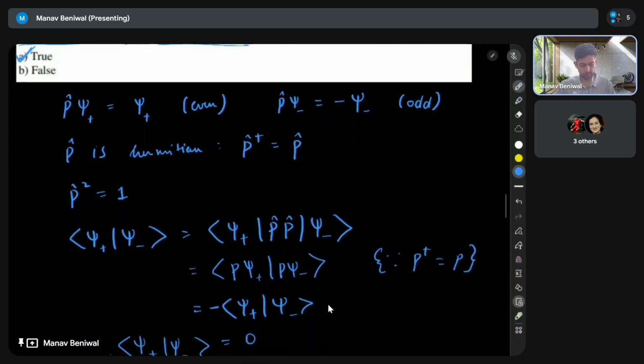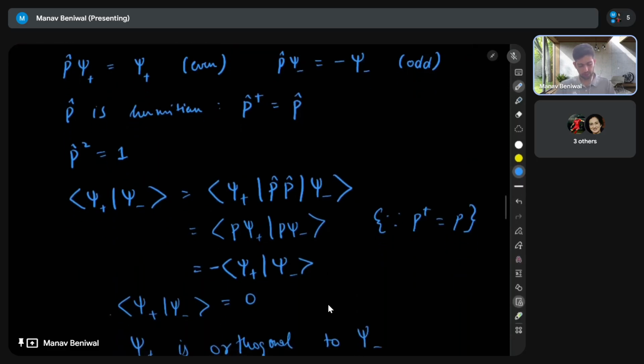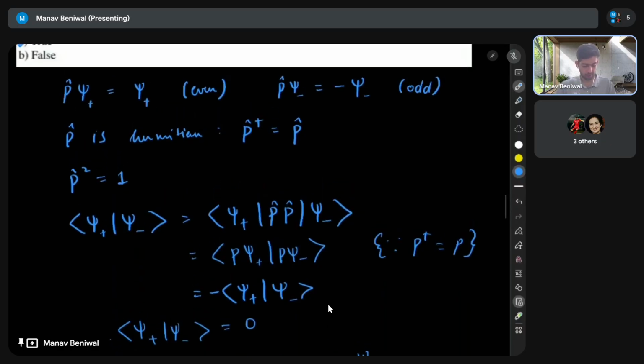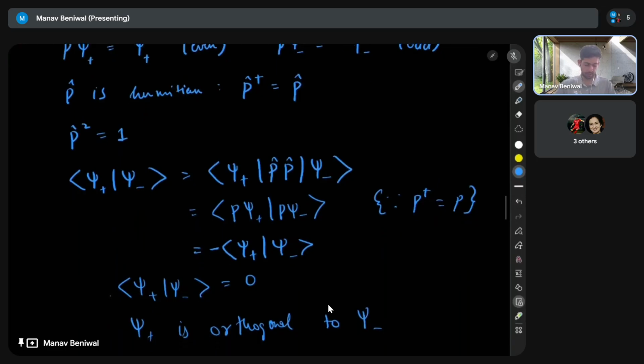So what did we do here? We started with finding the inner product, and we want to prove that this inner product is 0, because that is when the states will be orthogonal. If the inner product comes out non-zero, then they are not orthogonal. Then we used the property that p squared is 1, so very cleverly we put two p's here, and one p we take with psi plus and the other p we take with psi minus. With psi plus we get psi plus, with psi minus we get an additional minus sign, and because of that additional minus sign, the orthogonality condition must be true. Any doubts in this one?